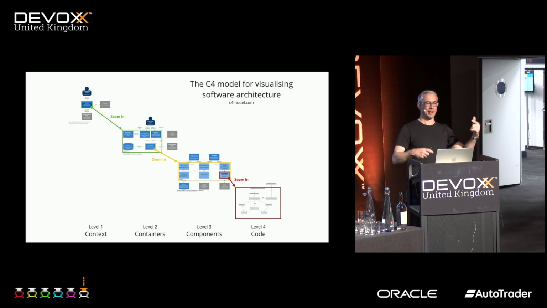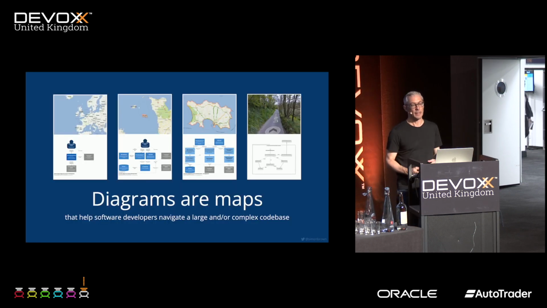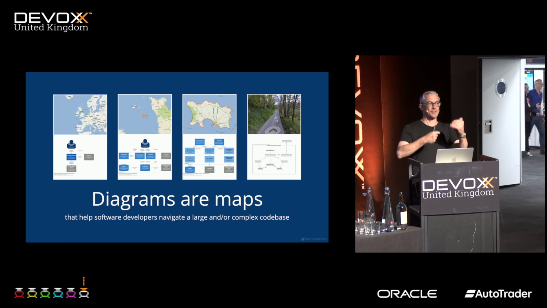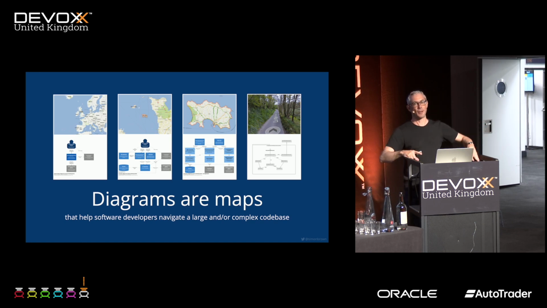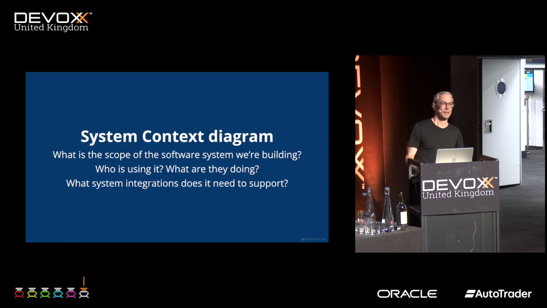It's essentially a hierarchical set of diagrams that allow you to describe your software architecture from different levels of abstraction, showing different levels of detail. And the concept here is diagrams as maps. So I want to be able to have different types of diagrams at different levels of detail that allow me to tell different stories to different audiences. Some of these people are technical, some of them are non-technical. I'm going to focus on the top two levels first.